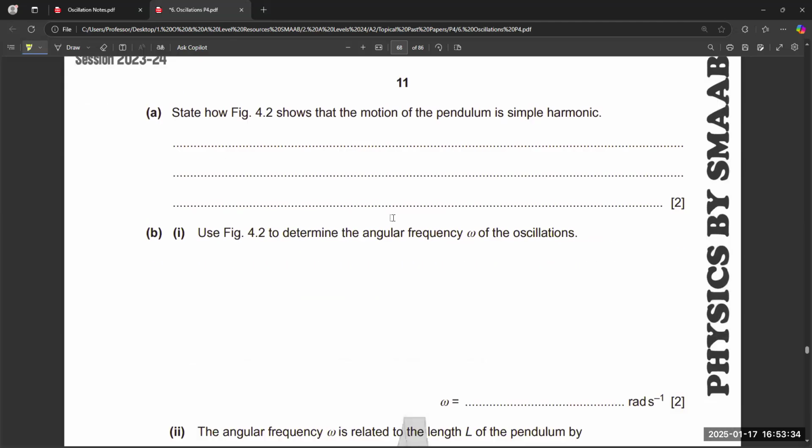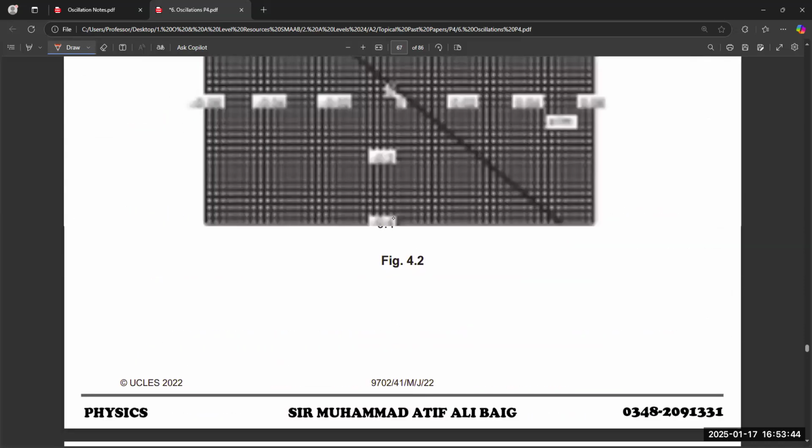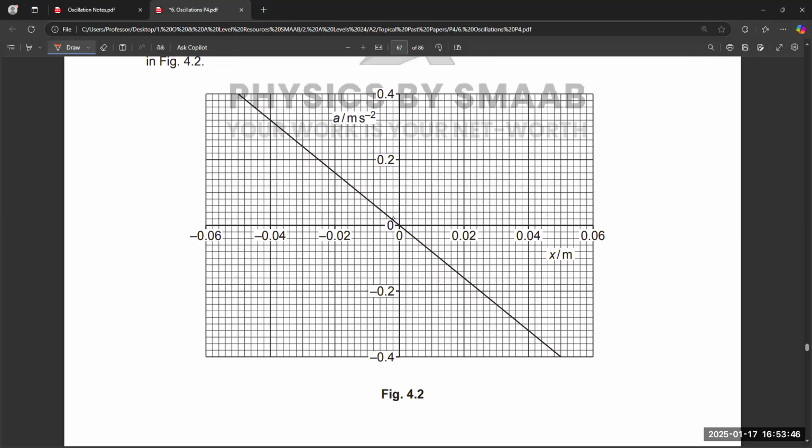State how figure 4.2 shows that the motion of the pendulum is simple harmonic. So from the graphical representation, for 2 marks, how can we prove that the motion is simple harmonic from this graphical representation? Be specific. So any idea how to explain?